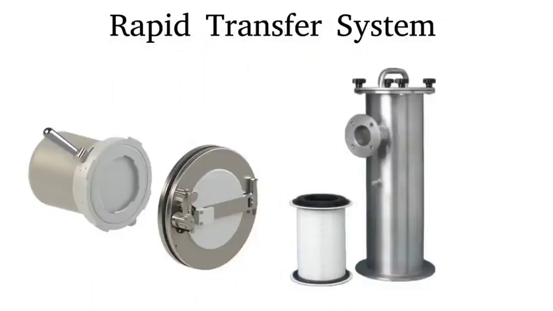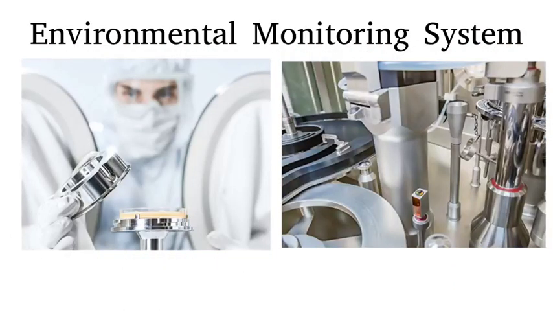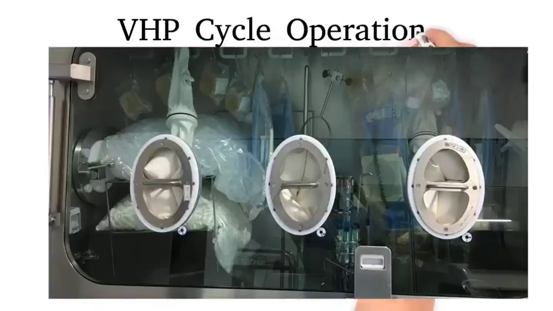Rapid transfer ports are used to introduce or remove materials and equipment into and out of the isolator without compromising the sterile or contained environment. These ports allow the movement of components while maintaining containment. Isolators are equipped with online continuous monitoring systems for viable and non-viable particulate materials to ensure the state of environmental control. Let's talk about the different steps of the VHP cycle.